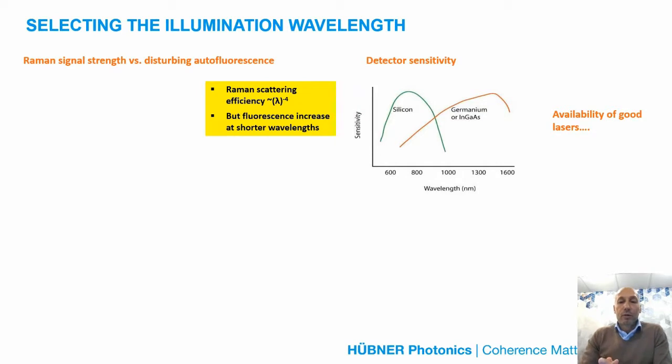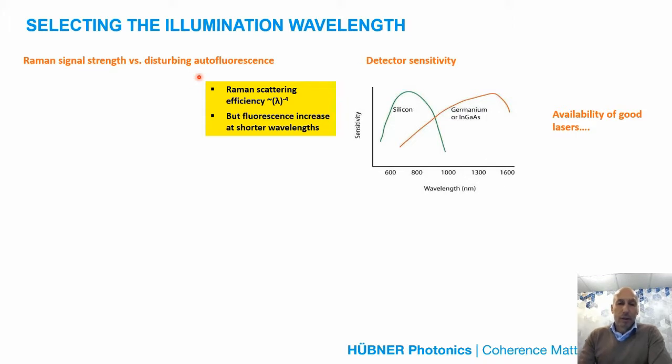So the choice of wavelength for Raman spectroscopy depends mostly on the material that is being studied. But there are also other aspects to take into account. First of all, we have the trade-off between the Raman signal strength and disturbing autofluorescence.